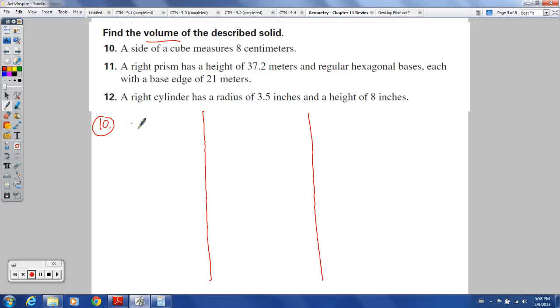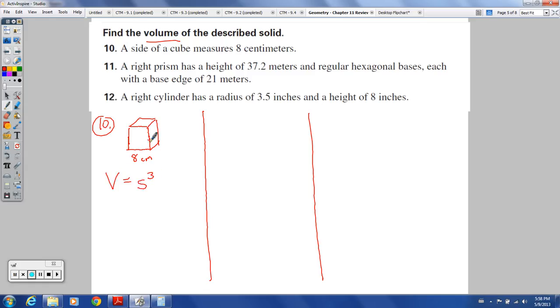These ones don't have pictures, but I'm going to draw pictures to help us visualize what's going on. That really helps. I won't draw the hidden line parts, so I'll just draw that part. So we got 8 centimeters everywhere, and the volume of a cube is supposed to be s cubed.